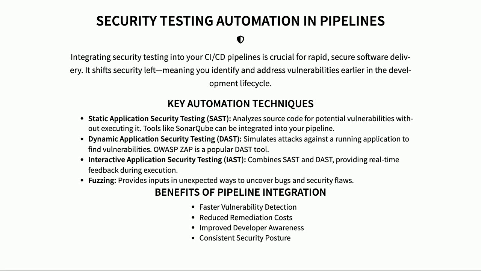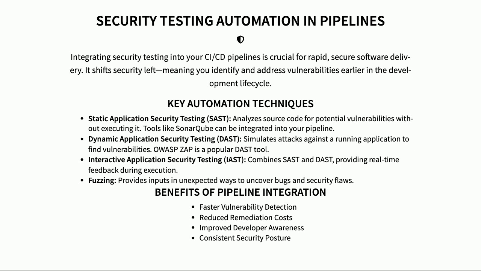Okay, let's talk about automating security testing within your CI/CD pipelines. It's a game changer because it means we catch vulnerabilities much earlier in the development process before they make it into production. We use different types of tests, like SAST, which looks at your code for problems without actually running it, and DAST, which pretends to be an attacker trying to break in.